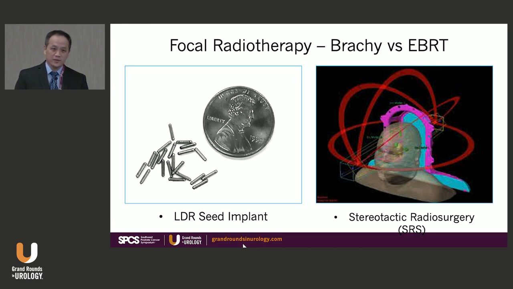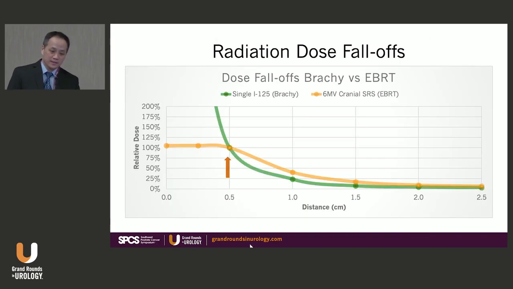Another very popular choice is external beam radiation therapy. We have these two choices, especially when we're talking about stereotactic radiosurgery. It also can give a very high, focal and concentrated dose. But which one is more preferable? So let's go to the physics.